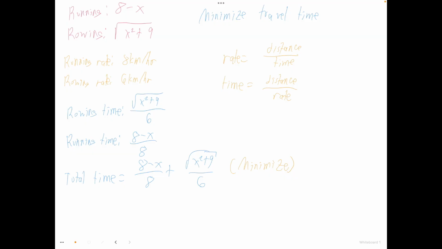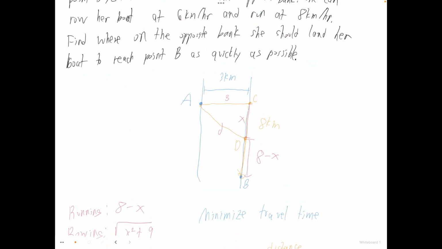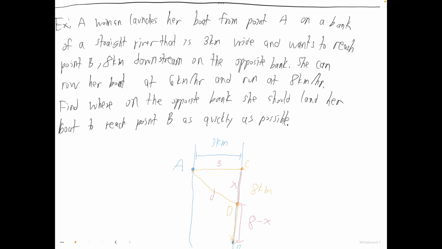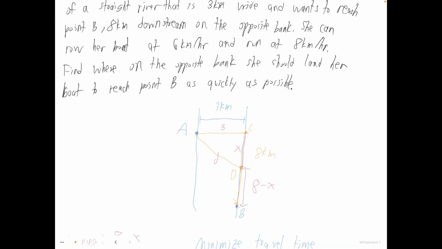Okay. Now, this took a lot of build up to get to this equation, but remember, we're actually solving a pretty complicated situation of figuring out where to land on the opposite shore to minimize the amount of time. This could be like in a race or something, so she's trying to get from point A, the starting point, to point B, the ending point, as fast as possible.